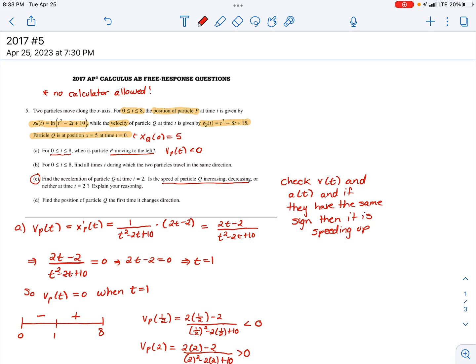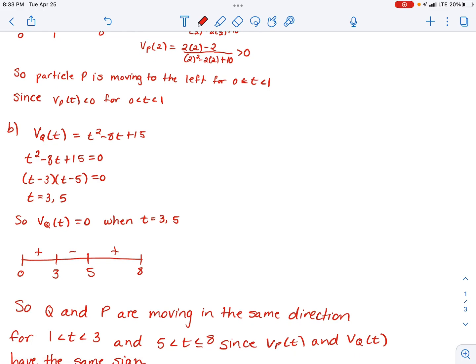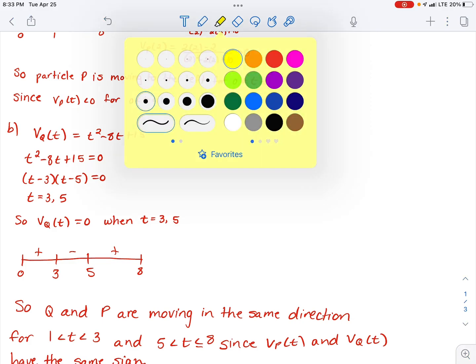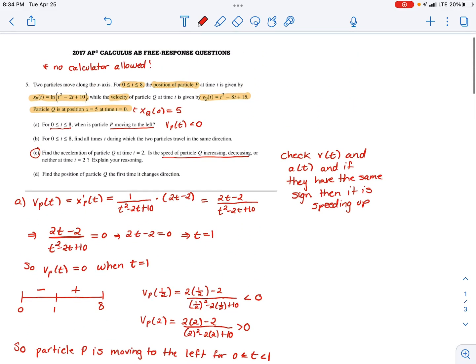So now it says, find the position of the particle Q the first time it changes direction. Okay, so when does the particle Q even first change direction? Well, we already figured out what direction it's going into from 0 to 8. So it looks like the first time Q changes direction is at 3, right? It changes from positive to negative at 3, so that means it changes from going to the right to going to the left. So I want to know the position for particle Q at t equals 3. So I want to know what x of 3 is.